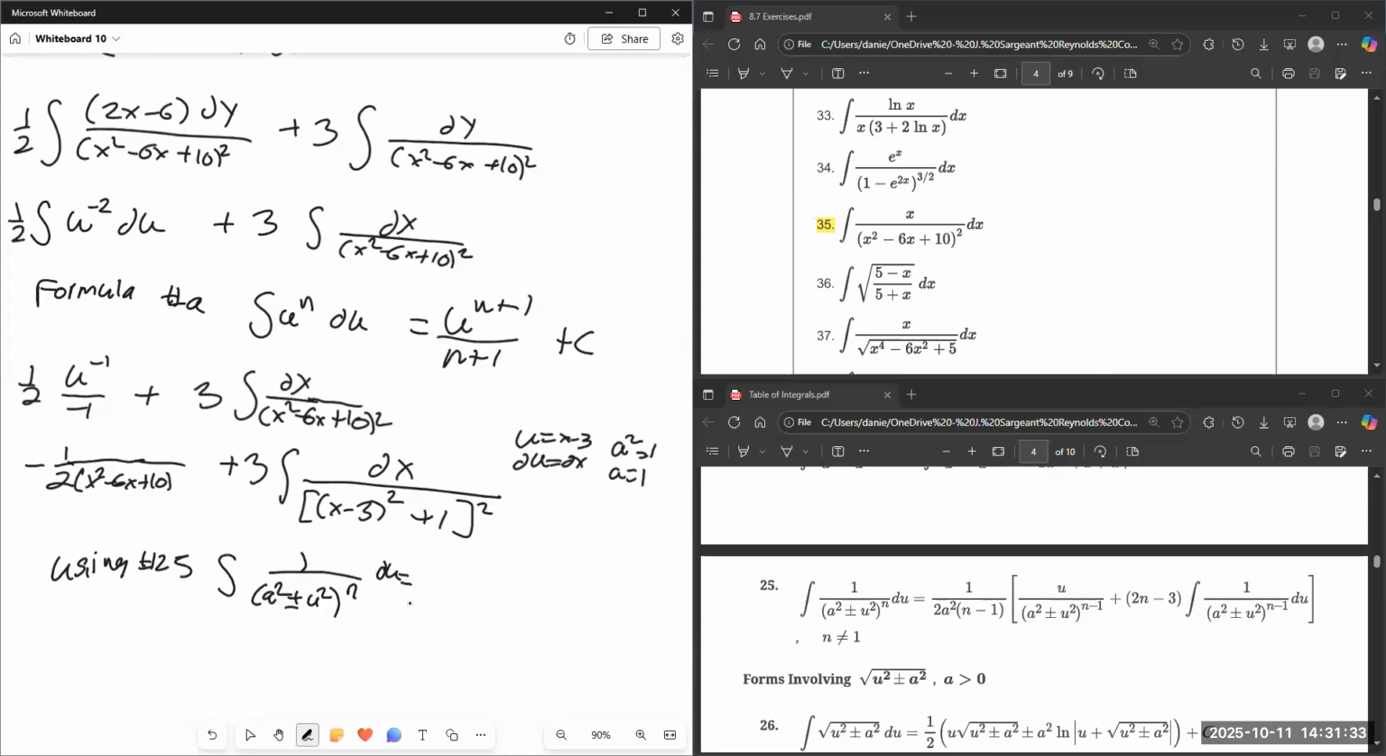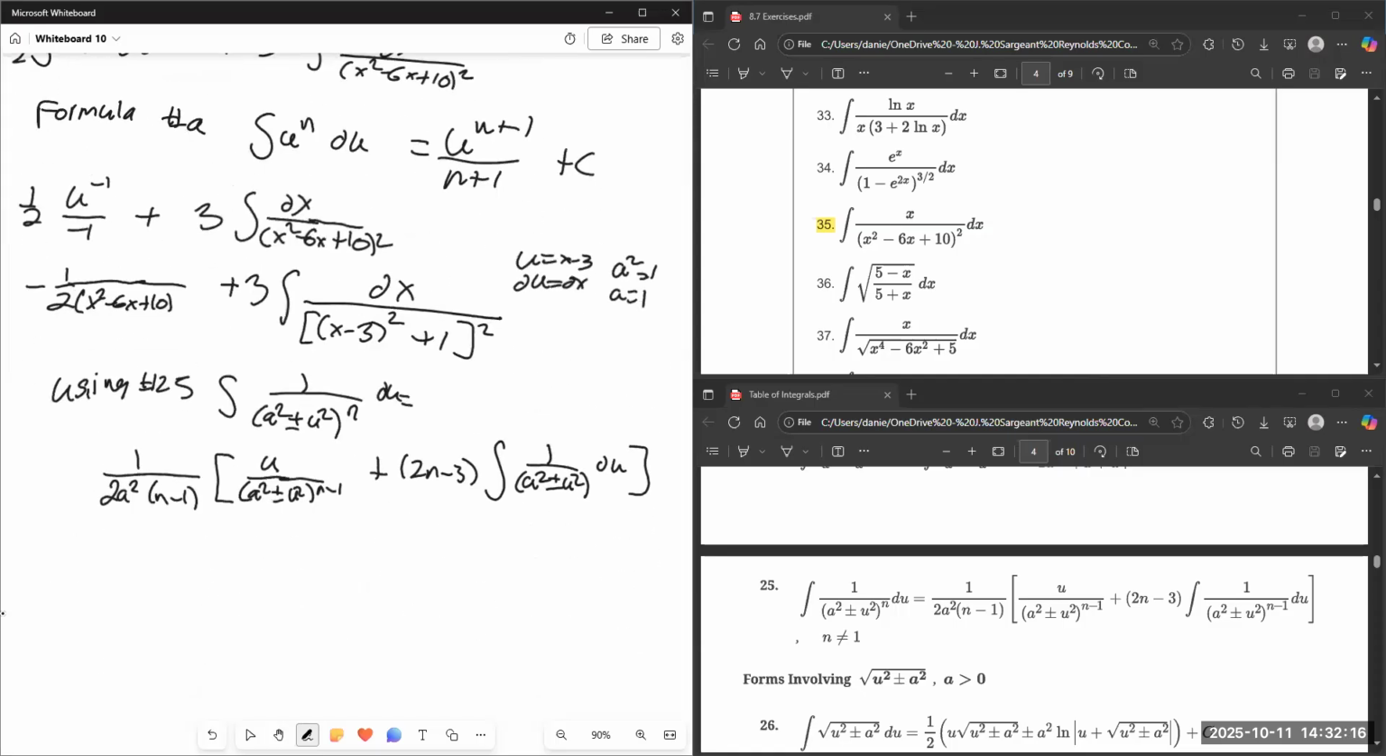du is equal to, and it's going to be a long one, and it's going to involve a different rule when I'm done. So 1 over 2a squared, n minus 1, times u over a squared plus or minus u squared to the n minus 1, plus 2n minus 3 integral 1 over a squared plus or minus u squared du, close bracket.